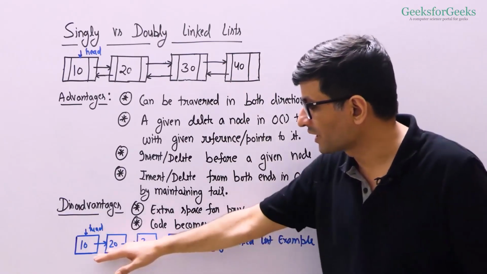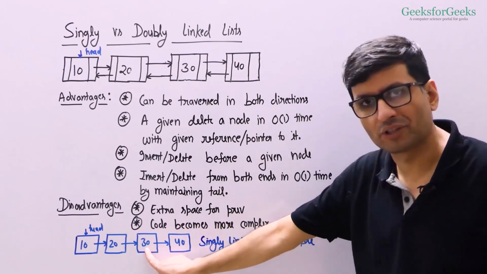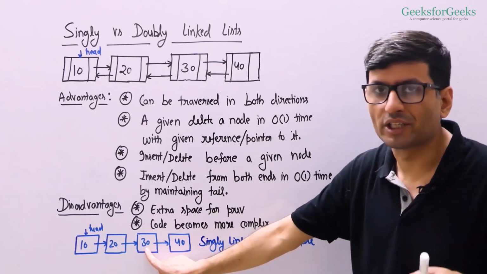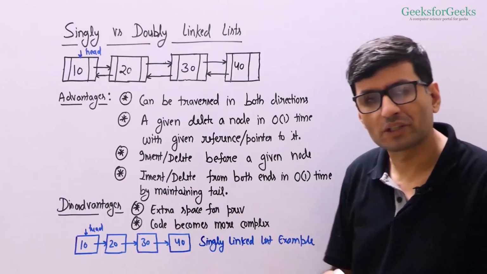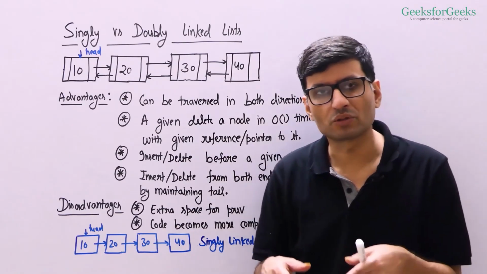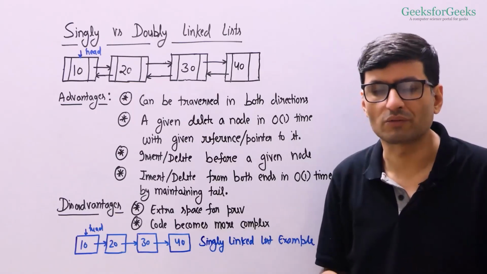But if you talk about singly linked list and if I give you reference or pointer to this node 30 and if I ask you to delete it, it's not possible to delete in big O of one time. However, there are some tricky methods which allow us to delete in big O of one time, but those tricky methods also do not work for last node.